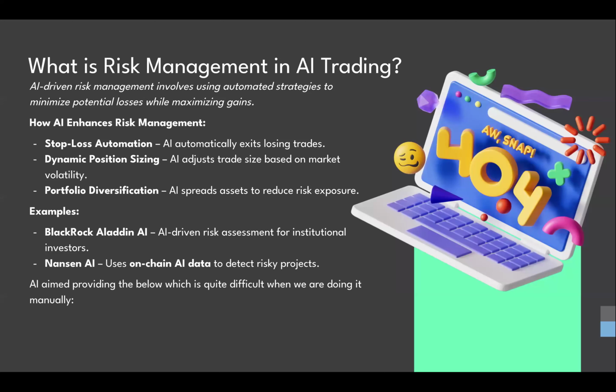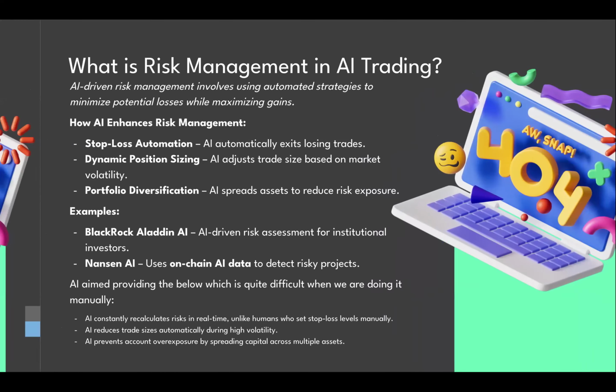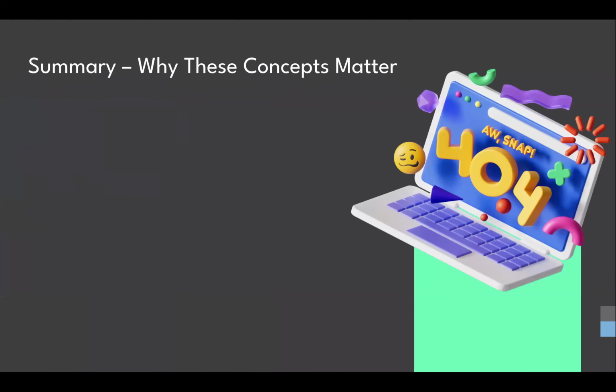So we have some of the examples here. So, a summary of why this concept actually matters. The key takeaway is that AI and machine learning are machines that analyze data. They can dictate the trade, and they can execute the trades in a smart way and in a faster way.